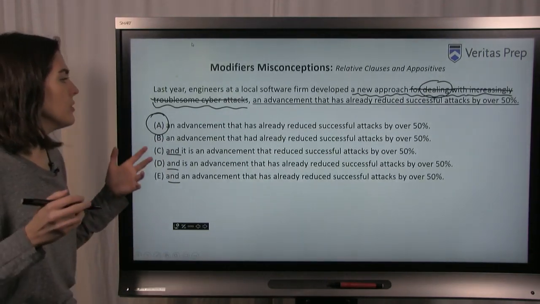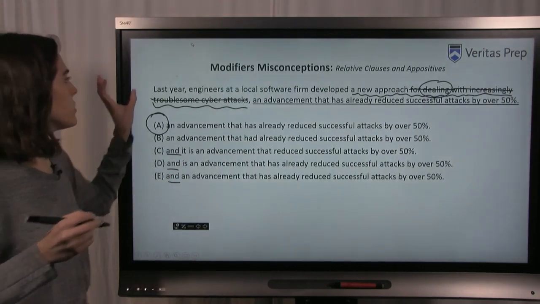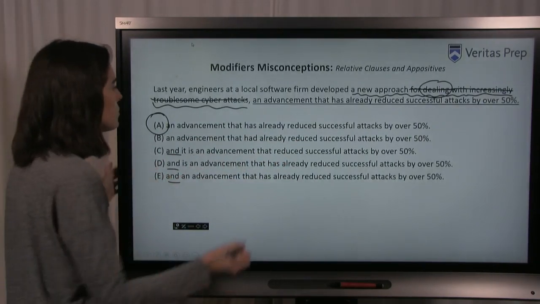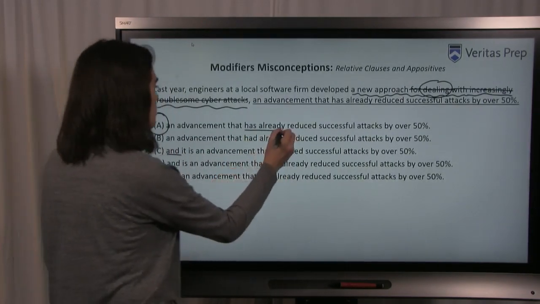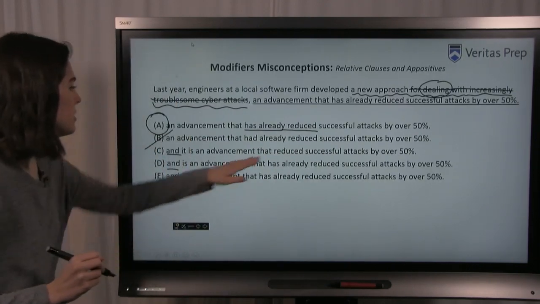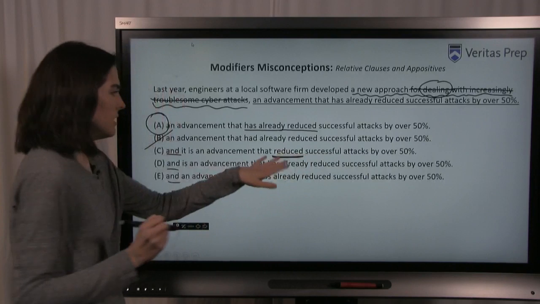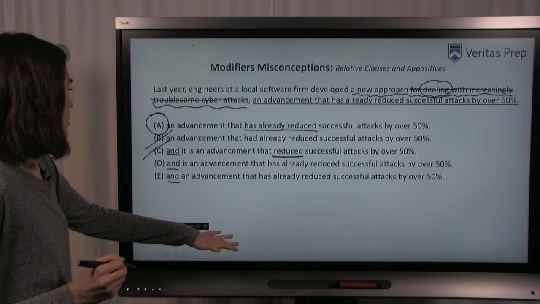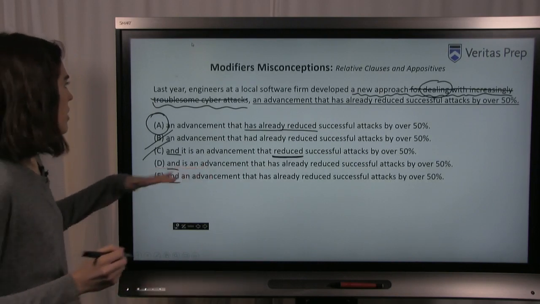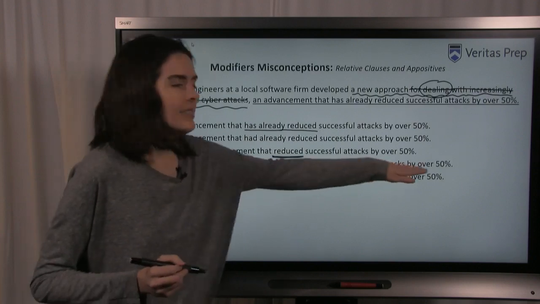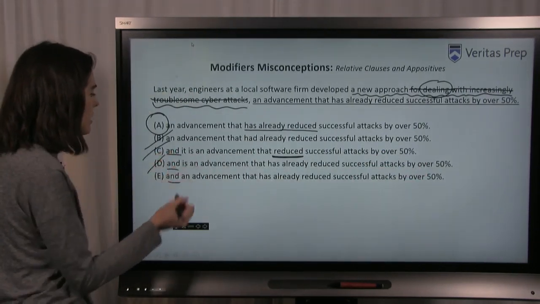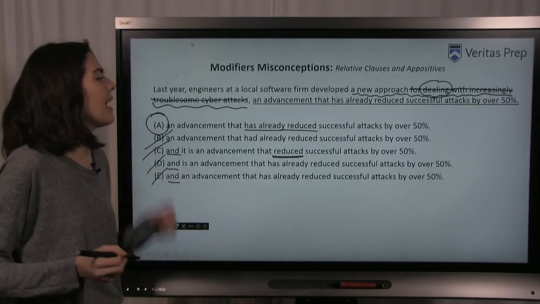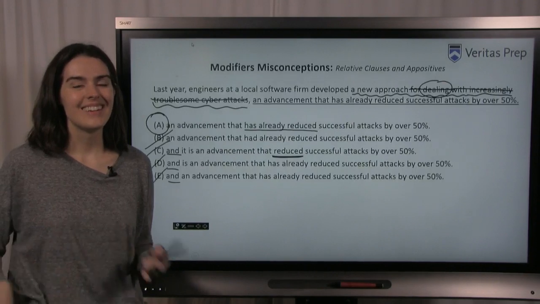We can also go in and use tense. We're going, okay, this was last year, and since then it has reduced successful attacks by over 50%. So we're really liking "has already reduced." So we definitely don't want "had already reduced." I don't love this guy right here for just "reduced." Looking at these guys, we're also going, okay, if we have a comma and that's not a complete sentence, we would like a subject here. This, we would also need a subject and a verb, not a complete sentence, not E. Has to be A. Nice work on this one.